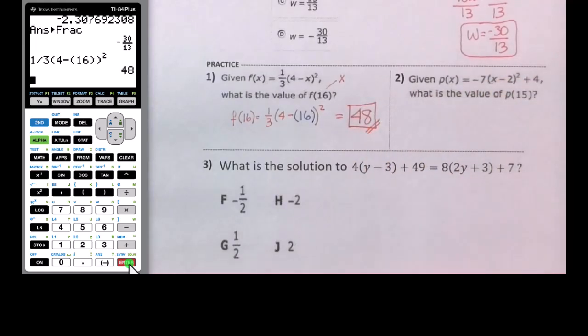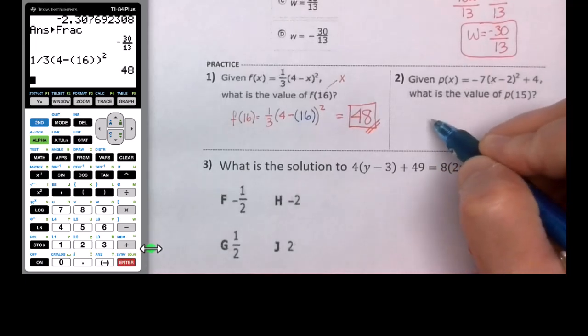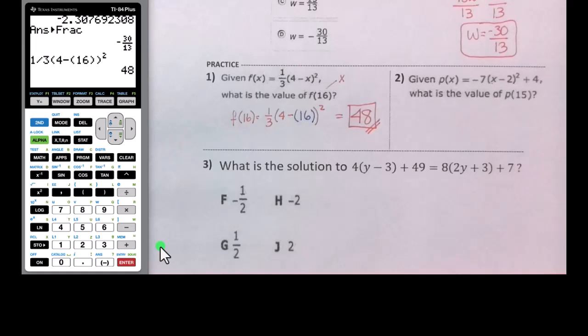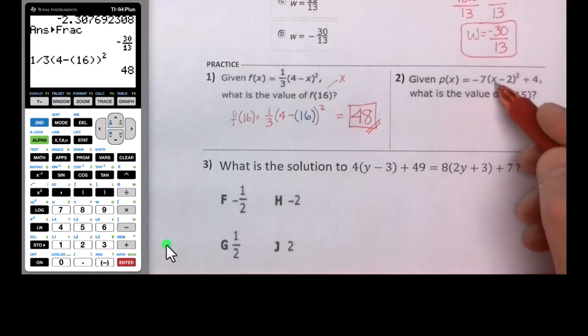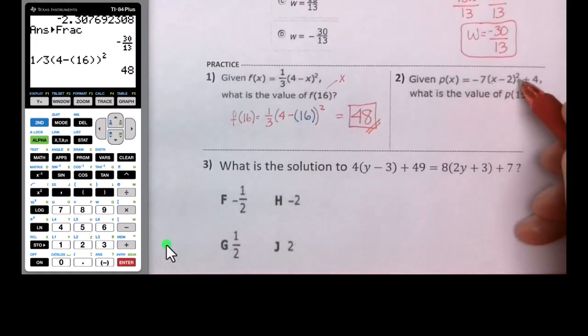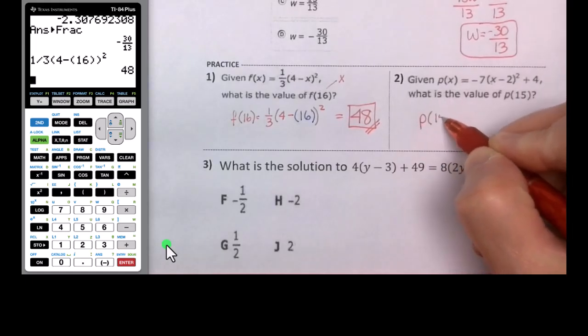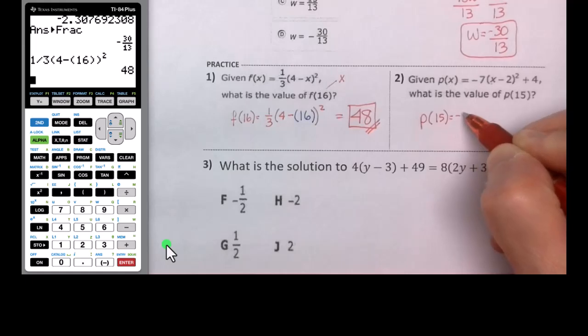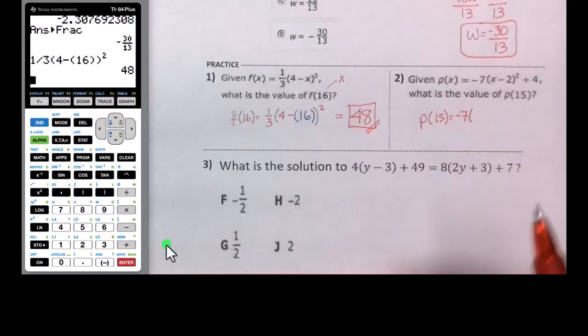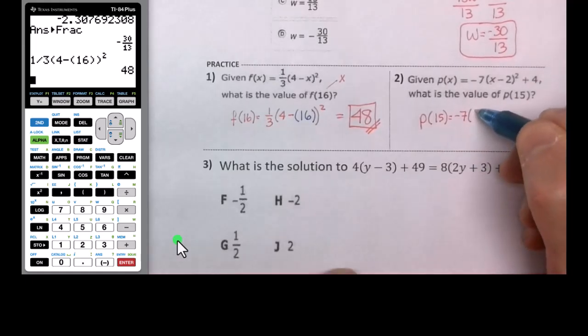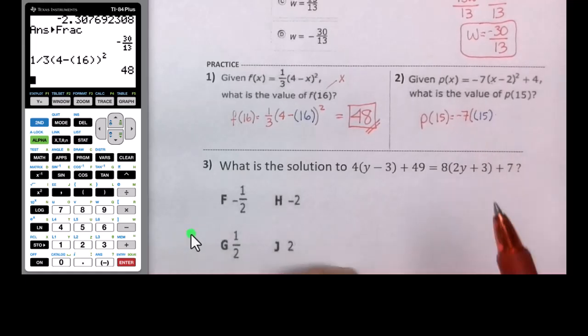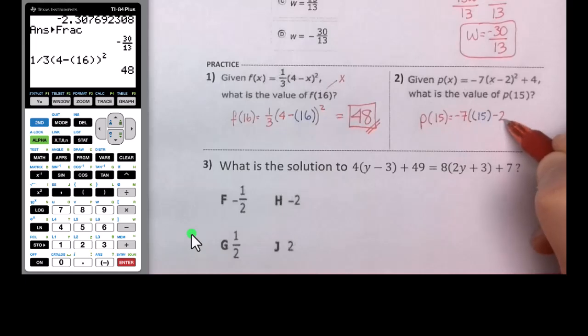Very good. Let's try the next problem. The next problem is p of x equals negative 7, parentheses x minus 2 squared plus 4. So we copy. Instead of x, we're going to use 15. So we're going to copy negative 7, open parenthesis. We got to an x, so put parenthesis. Inside the parenthesis, we're going to put 15. And then minus 2 squared plus 4.